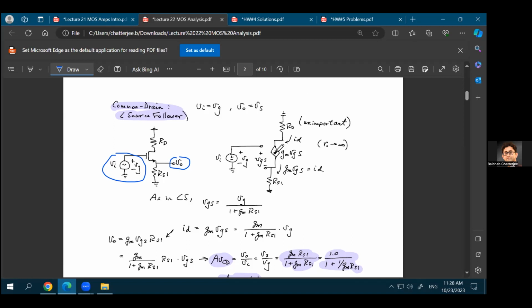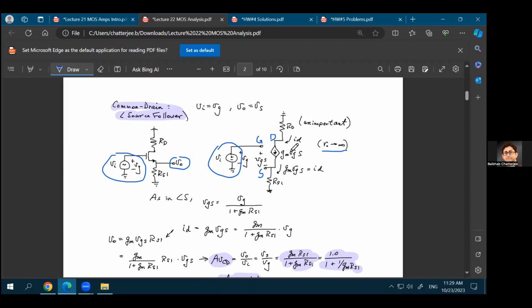Now, when you do the AC analysis, how the AC small signal model will look like is that, again, you have your input voltage here, that's your gate voltage. You have your VGS, that's the gate terminal, this is the source terminal. You have your RS1 connected at the source terminal. You have your GM times VGS flowing from drain to source. And you have this drain resistance connected here. Let's just assume the output resistance of the MOSFET is tending towards infinity.